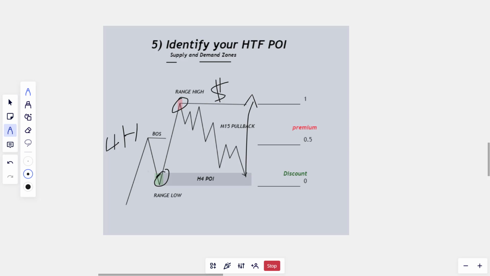So inside of our range, what is the higher time frame point of interest? Right here we see we have either a 4-hour order block or a type of 4-hour point of interest that we use as our demand zones before we go back higher. And we see that we are in discount. As we stated before, in discount we look for longs, and in premium we look for sales. That was number 5. Now let's go to the last step.